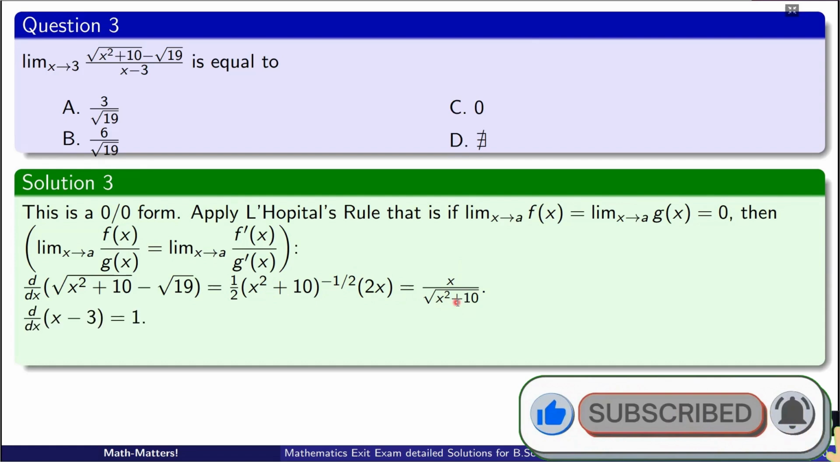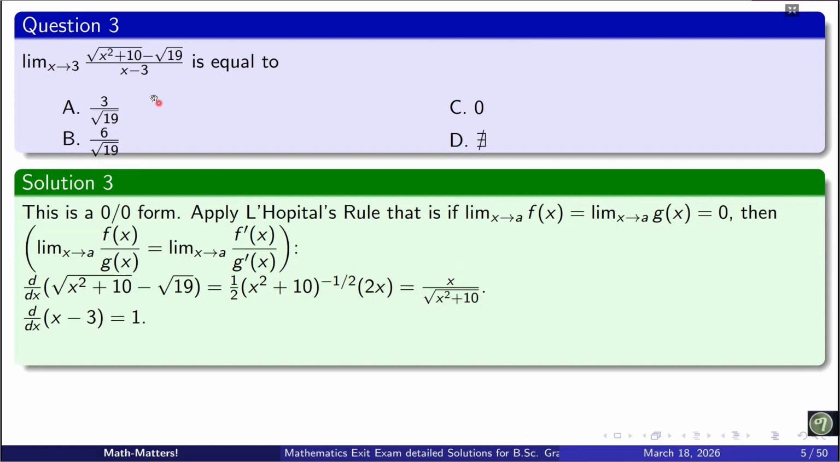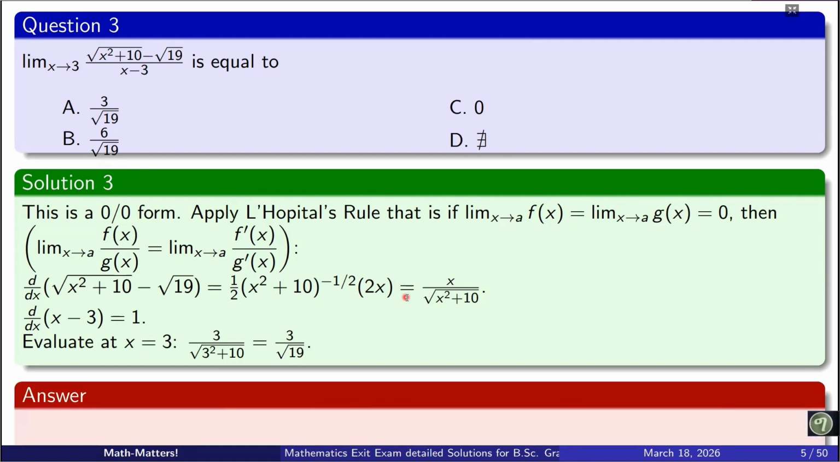And similarly, for the denominator, the derivative of x minus 3 is 1. Therefore, evaluating at x equal to 3, we have 3 over the square root of 3 squared plus 10, which is equal to 3 over 19. Therefore, the limit of the given function is 3 over 19, that is the answer, which is A.